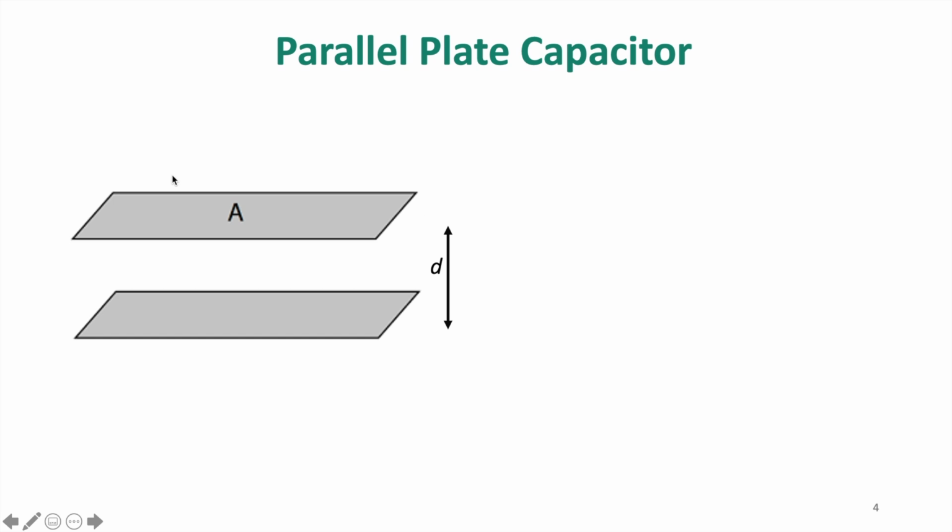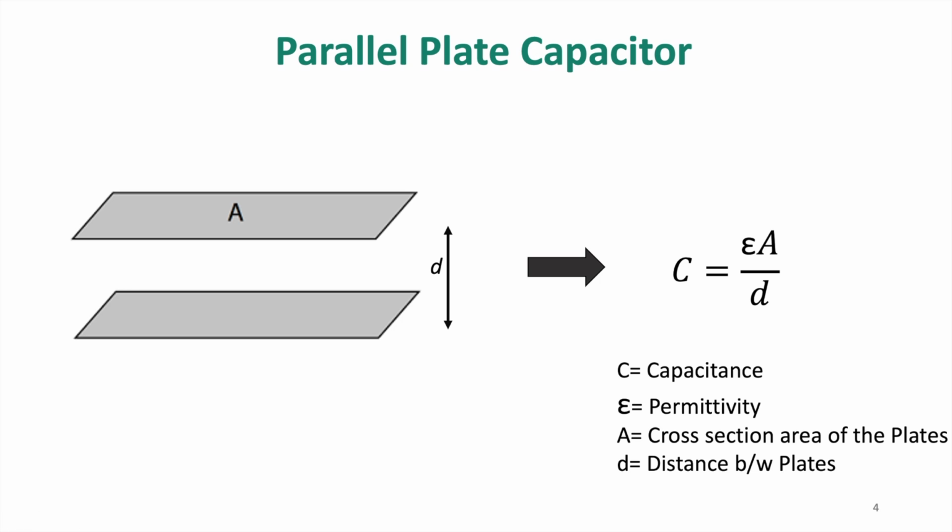So here we have it. It consists of two conducting plates separated by distance d of dielectric medium. Its capacitance is given by C equal to epsilon A by d, where C is capacitance, epsilon is permittivity, A is cross-section area of the plates, and d is distance between the plates.